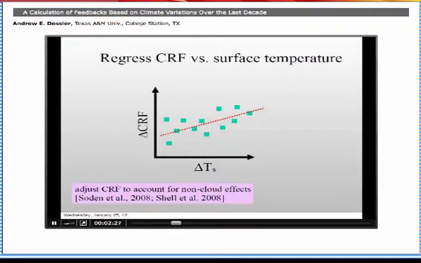Then we take the cloud radiative forcing, suitably adjusted per Soden and Shell to account for non-cloud effects, and I'm going to regress that against the surface temperature. The slope of that regression is the cloud feedback. Put in different words, I'm looking to see how the energy trapped by clouds changes as the climate changes.